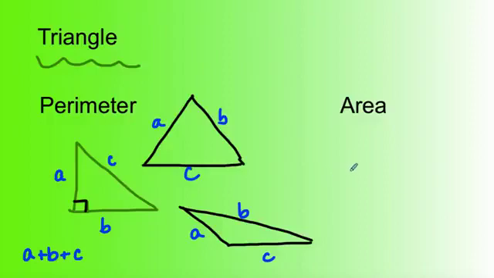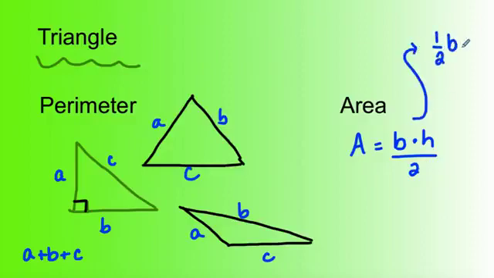All right, but area of a triangle is different. If I was talking about the area, I want to cover everything inside. So you may be familiar with the formula. Area equals base times height over 2. Some teachers might have said it as 1/2 the base times the height. These mean the exact same thing. But we have to recognize what a height is.